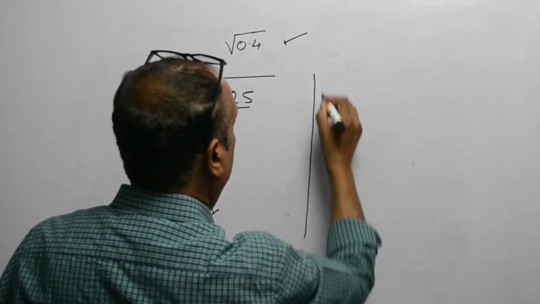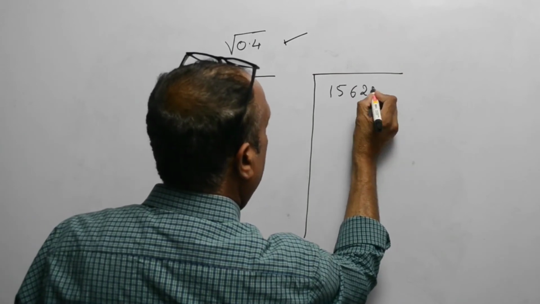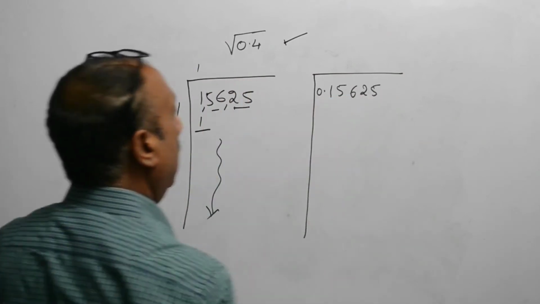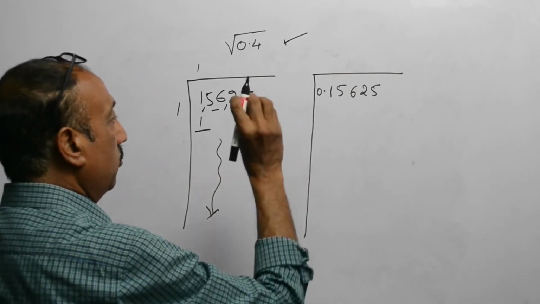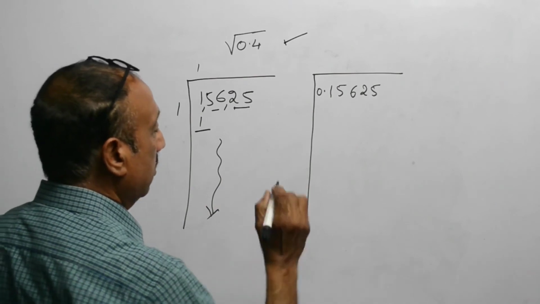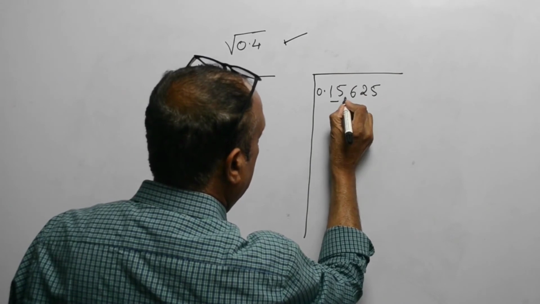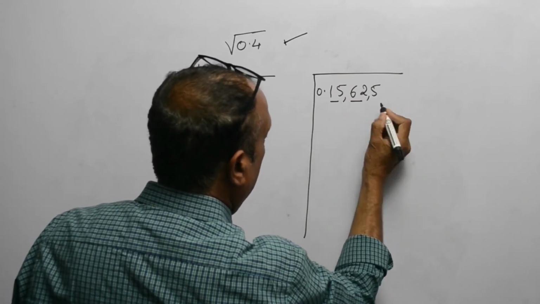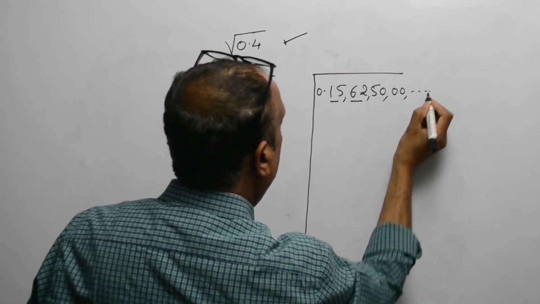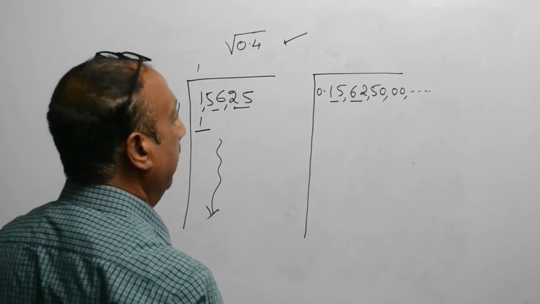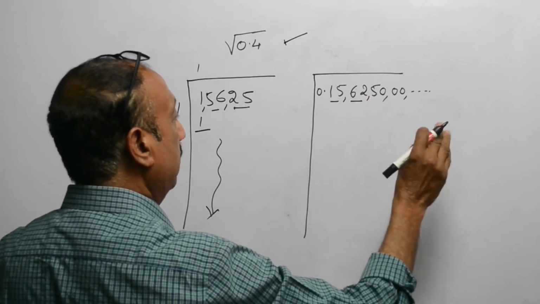Now we are going to take the same number starting with decimal. Now this number is starting with decimal. The best method of solving the numbers starting with decimal, start making pairs from the left hand side. First pair is 15, second pair is 62, third pair is 50, next pair is 00, and so on. As the number is starting with a decimal, we can add as many zeros as we need.